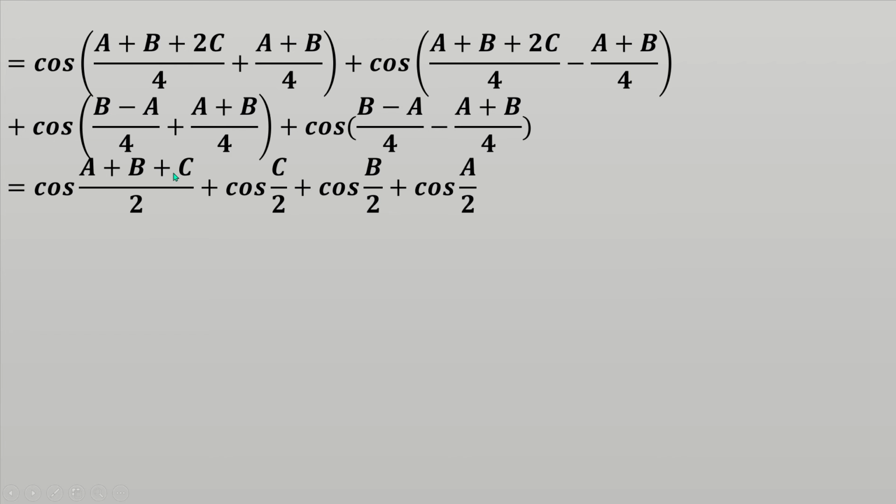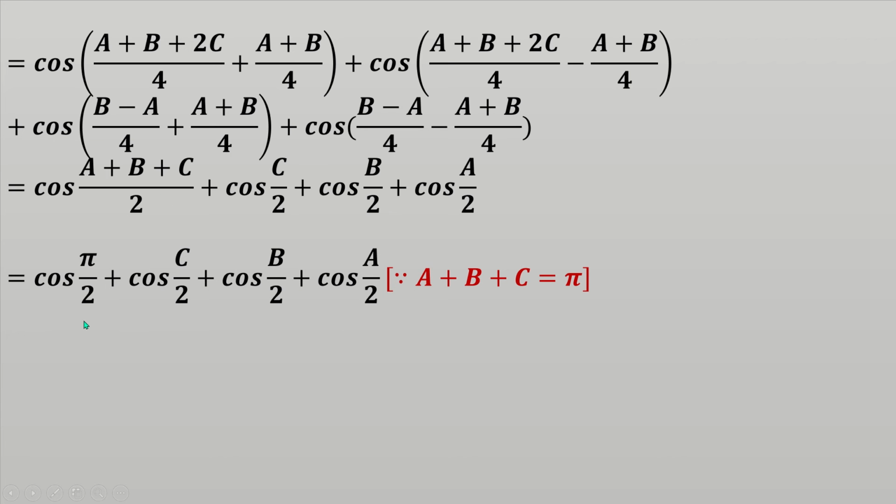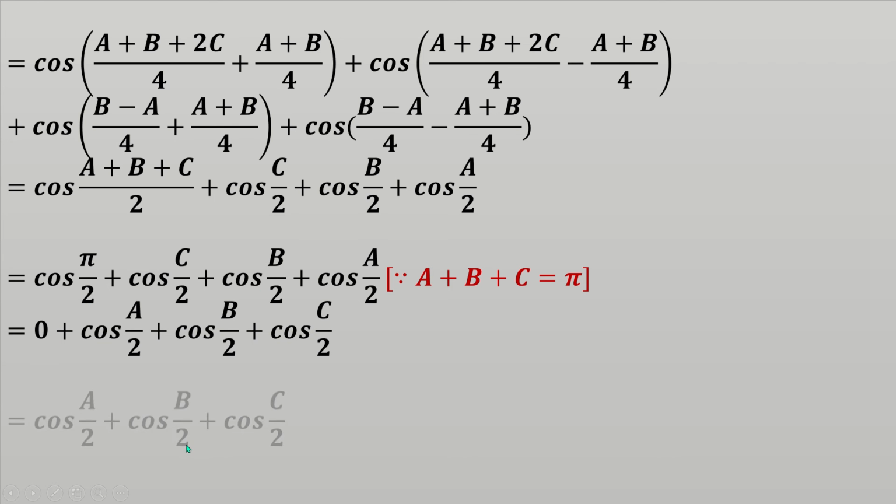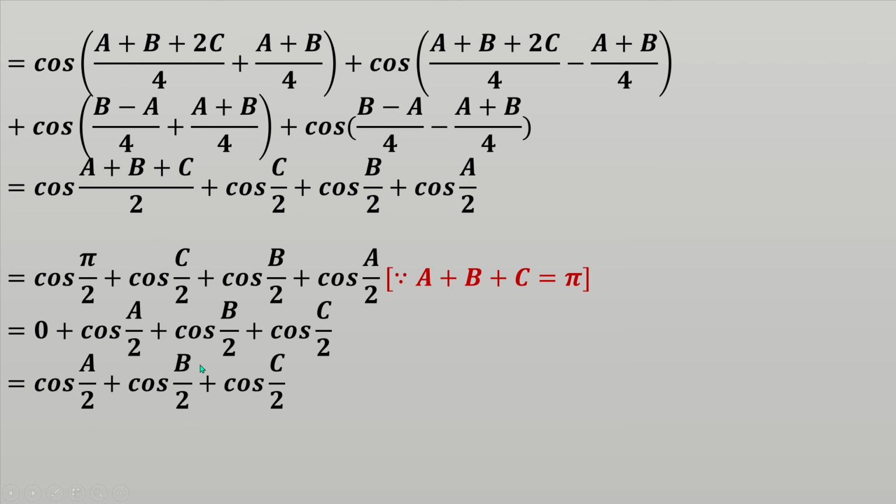But a plus b plus c equals pi, as we know, and cos(pi/2), the other parts are the same. But cos(pi/2), that means cos 90 degrees, equals 0, and the other parts are the same. This equals cos a/2 plus cos b/2 plus cos c/2. This equals the left hand side. Proof is complete.